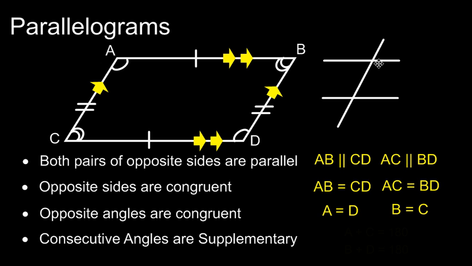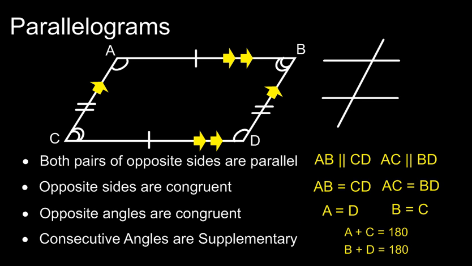You can think of this as angle A, and this is angle C. And we know that A plus C is supplementary. It adds up to 180. And you can think of this as angle B, and this is angle D. So we know that B plus D also adds up to 180.